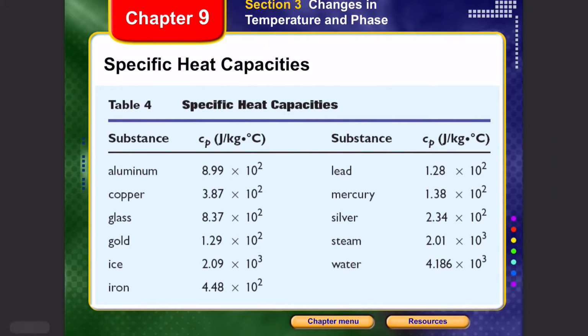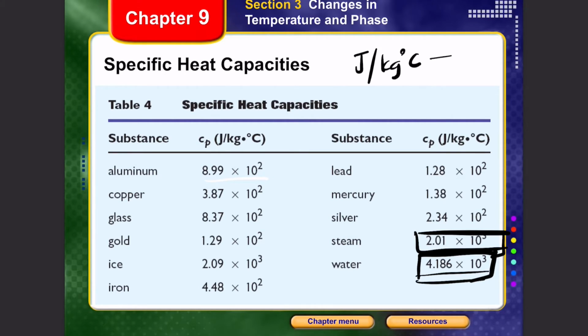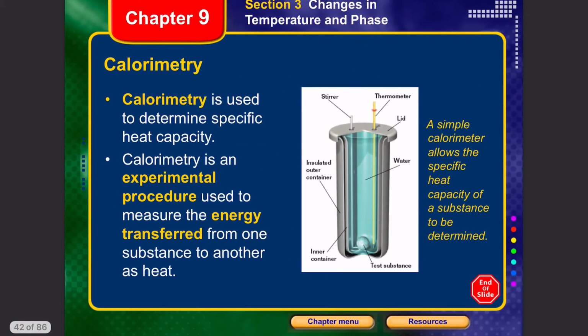So these are some of the values of specific heat capacities of different substances. You have aluminum, which has about 8.99 times 10 squared. And one of the highest values is for water. Notice that the value is 4.186 times 10 to the power 3, which is one of the highest specific heats of any known substance. The second highest is steam, which is 2.01 times 10 cubed. Joule per kg degree centigrade is the SI unit for specific heat capacity.